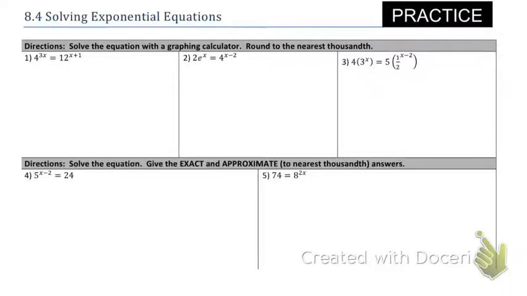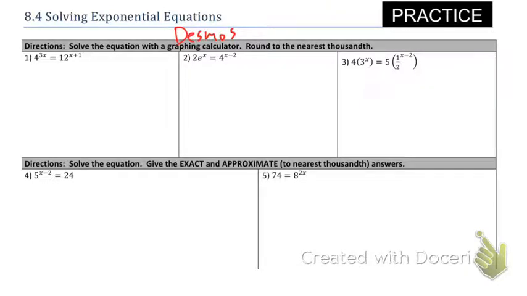I'm going to go over a couple of these problems with you. I'll do a couple of the odd problems. So let's start with number one. If you look at the directions, it's asking you to solve with a graphing calculator. You could just use decimals here. I'm going to show you what to input in decimals so you can solve this.